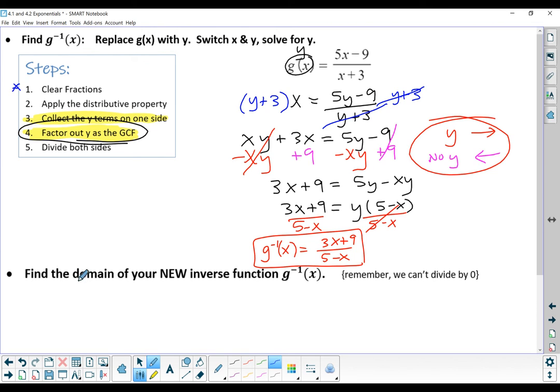Okay, our last step is to find the domain of the inverse. The only real issue that will come up is that we can't divide by 0. So our input cannot cause 5 minus x to be 0. So that is a domain restriction of x equals 5. So our domain for our inverse function would be from negative infinity to 5 and from 5 to infinity. Everything is fine. Any x value is okay except 5 causes division by 0.